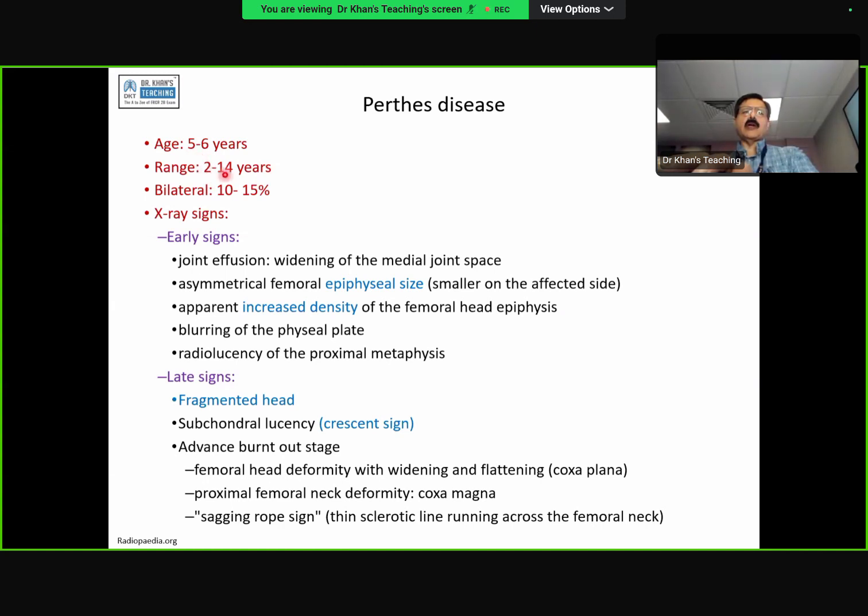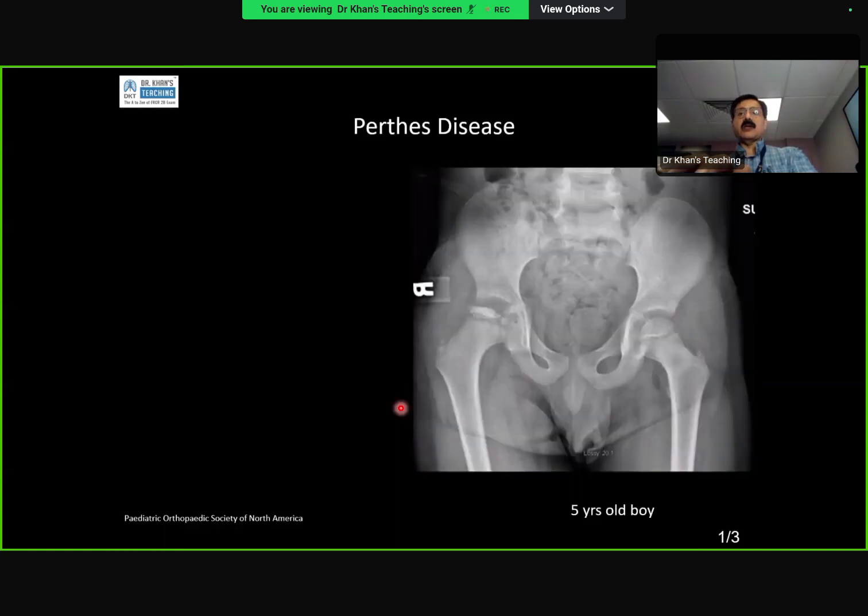Perthes disease ranges between 2 and 14 years, but 5 and 6 is the most common. Please remember 10 to 15% are bilateral, and there can be early signs and late signs. This was subchondral lucency, which is the crescent sign, which the candidate did very well. In late signs, of course, it can be a fragmented head. When it is bilateral, the differential diagnosis is very important for your exam.